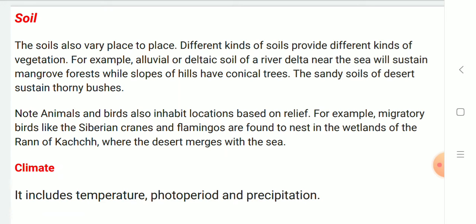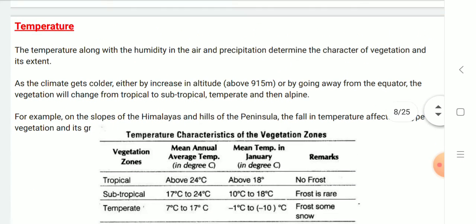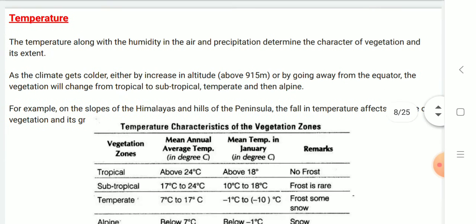Now let us move into climate, which includes temperature, photoperiod and precipitation. Let us look at temperature first. The temperature, along with humidity in the air and precipitation, determines the character of vegetation and how far it can be present. As the climate gets colder, either by increase in altitude or by going away from the equator, the vegetation will change from tropical to subtropical, temperate and then alpine.